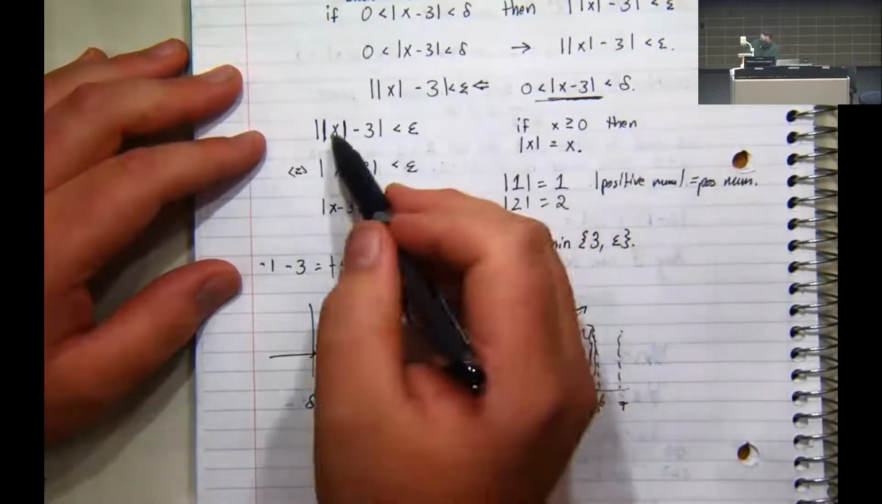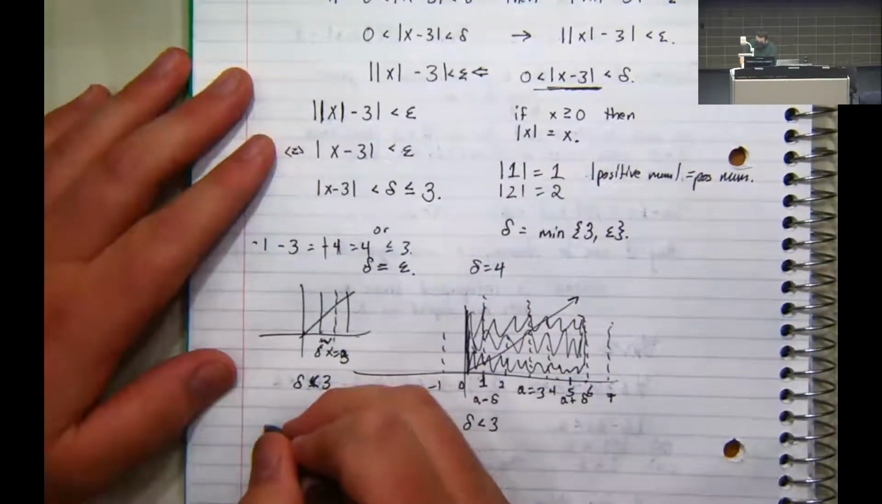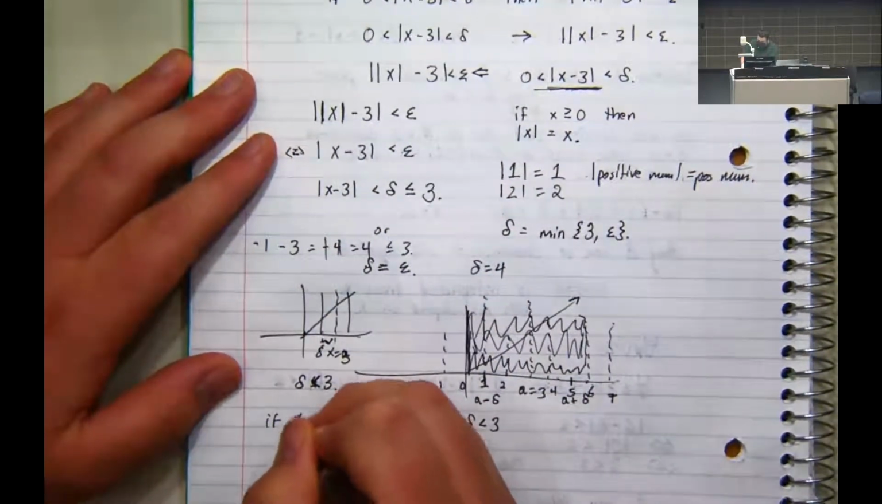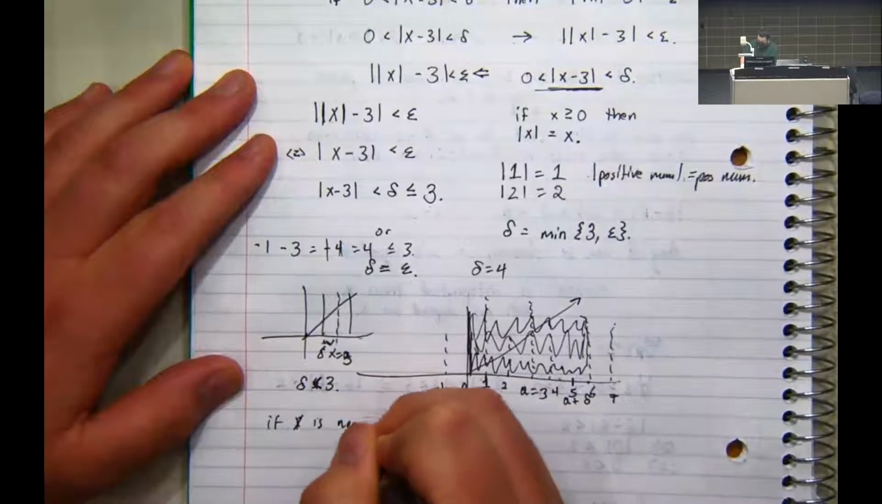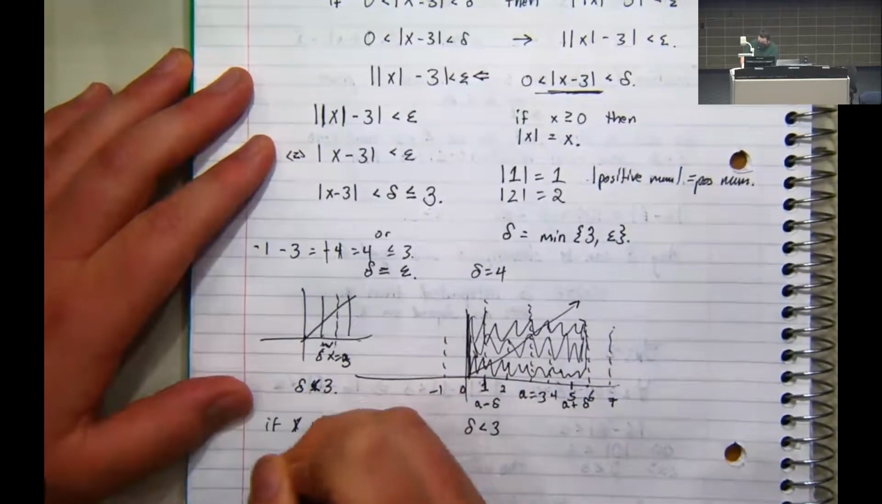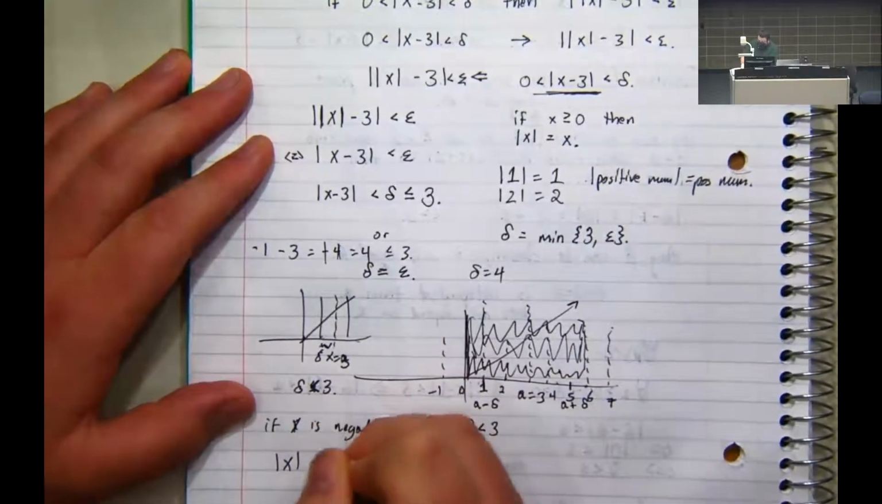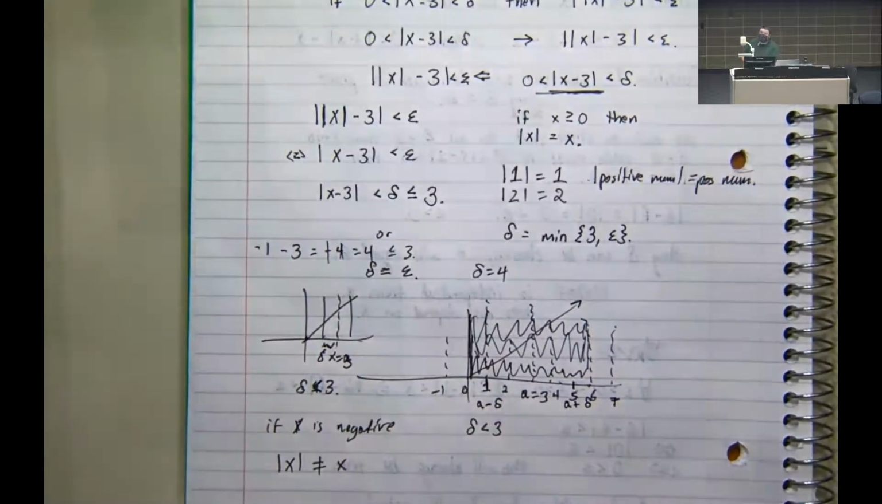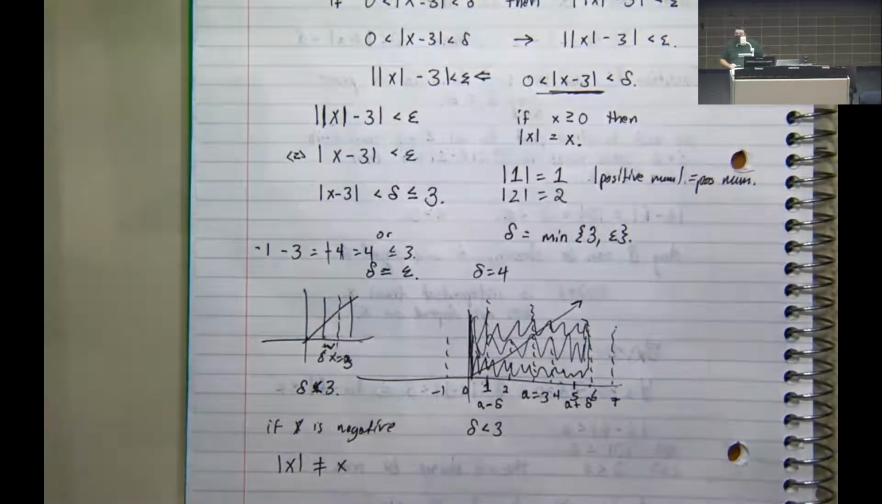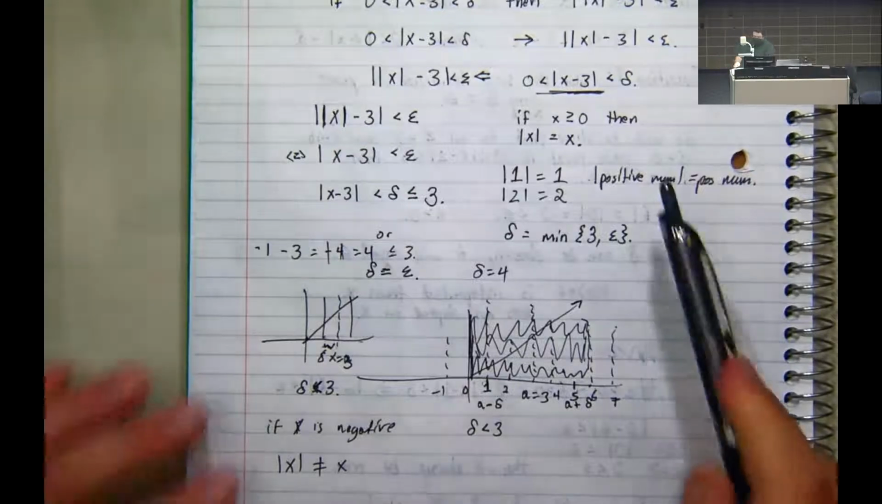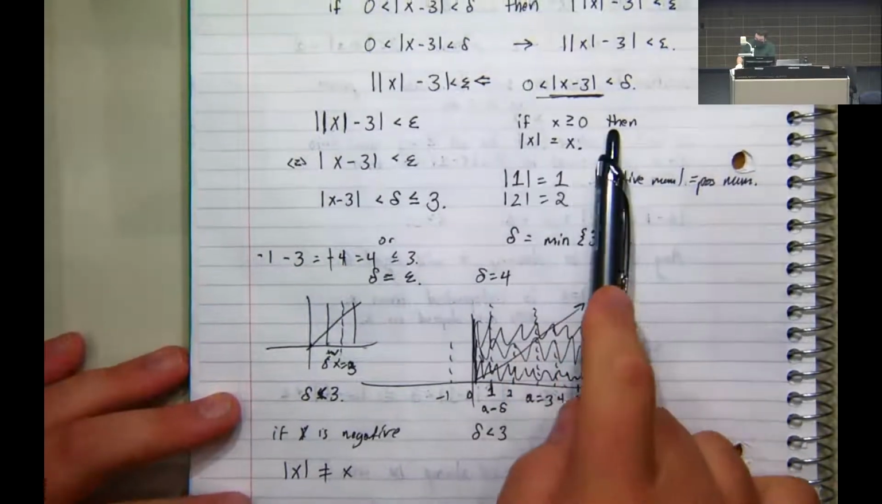If we don't, then if x is negative, then absolute x does not equal x. So here we're saying it has to be positive.